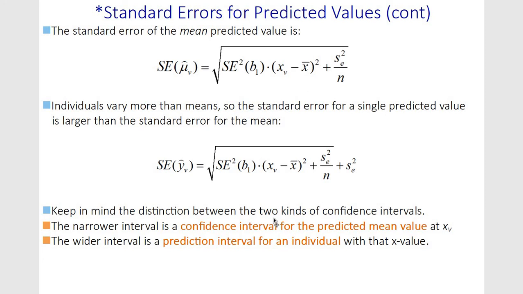So you have two kinds of confidence intervals. The narrower interval, the smaller one, is for the predicted mean value. The wider one is for an individual. Understand the wording. This is what I mean by statistics. It all sounds the same, but it's not. It's the same but different. I know it's confusing, but just keep practicing. I promise, you'll get better.